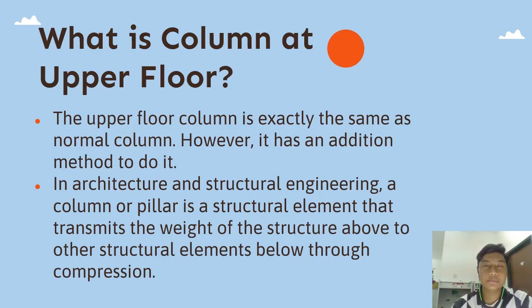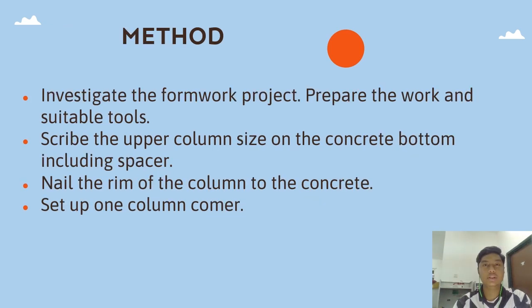For the column at upper floor, the upper floor column is exactly the same as the normal column. However, it has an additional method to do it. In architecture and structural engineering, a column or a pillar is a structural element that transmits the weight of the structure above to other structural elements below through compression. The column at upper floor method has 7 steps.